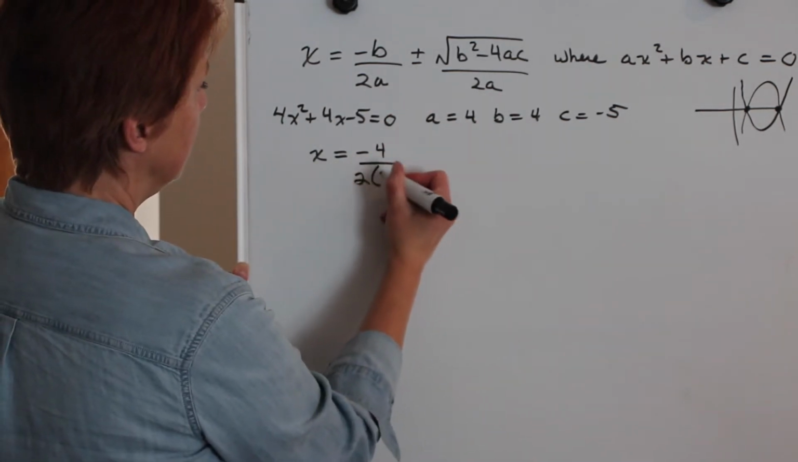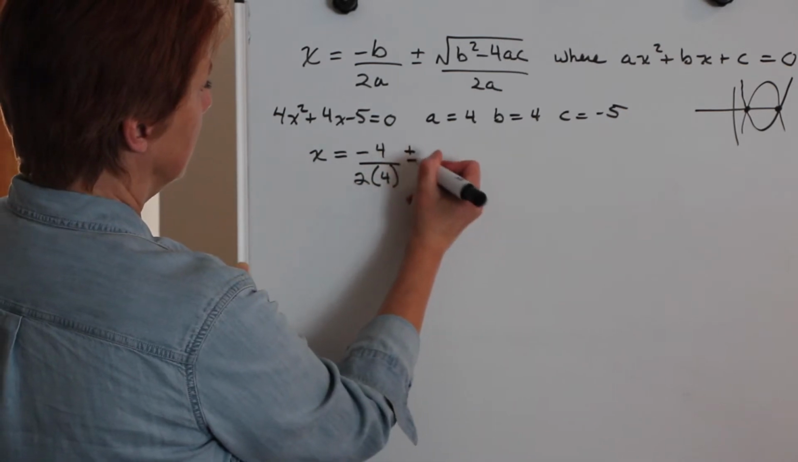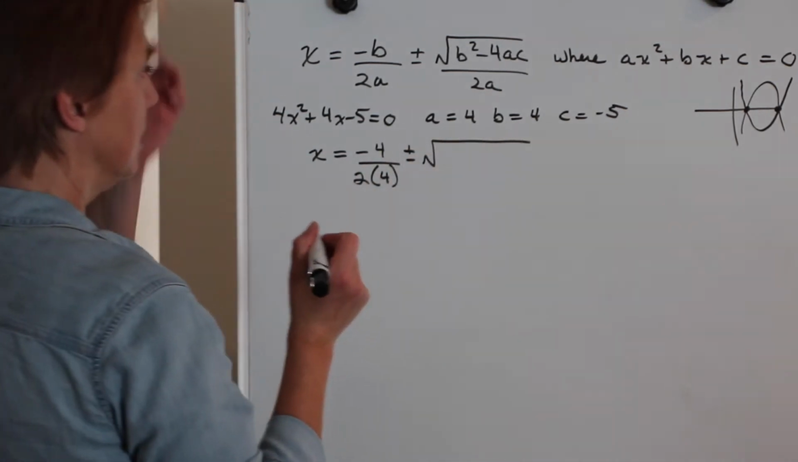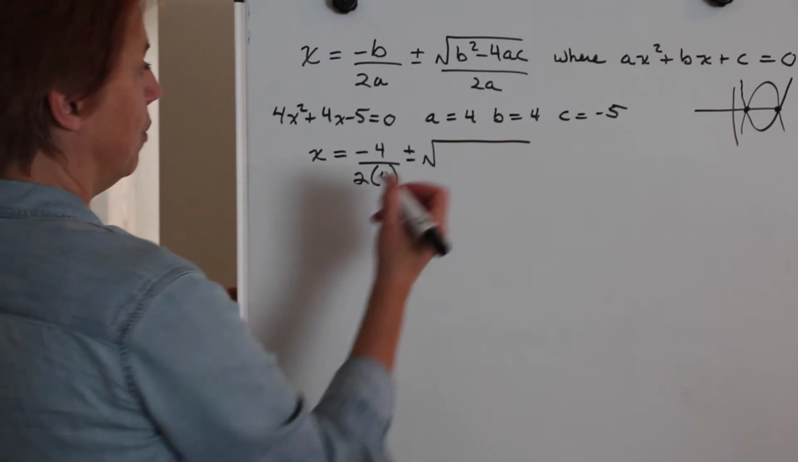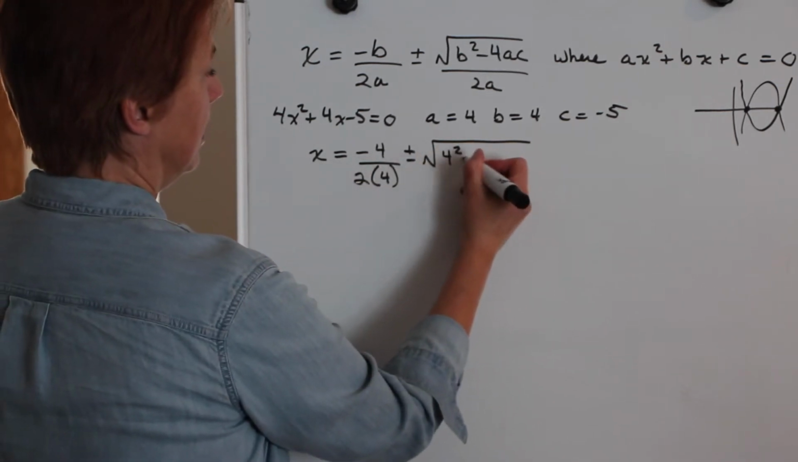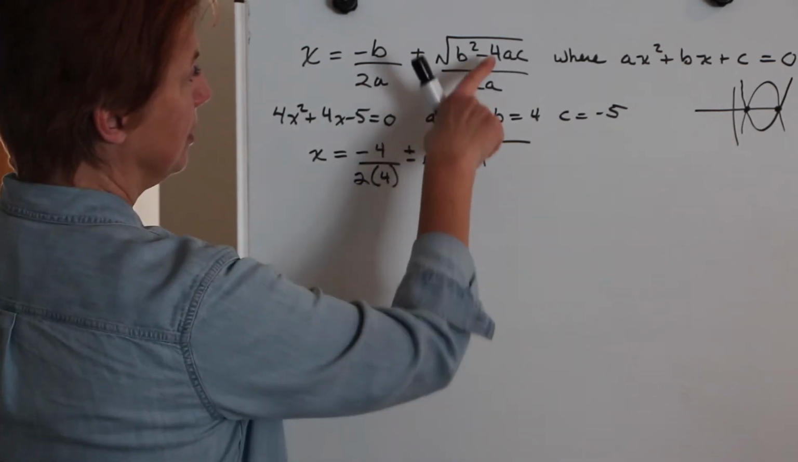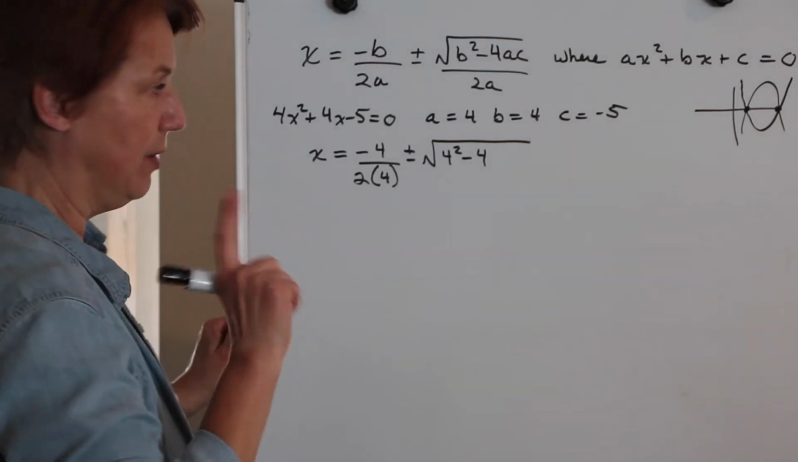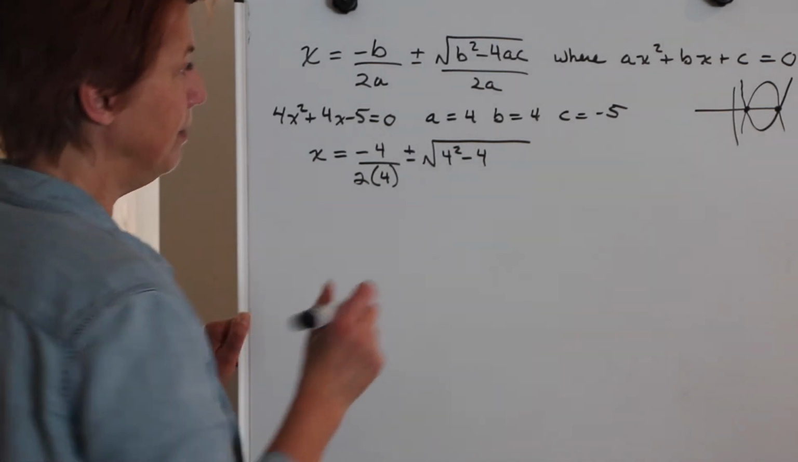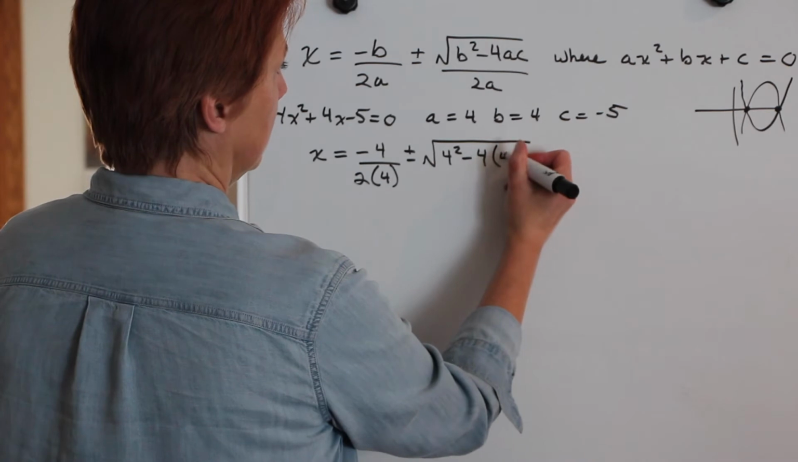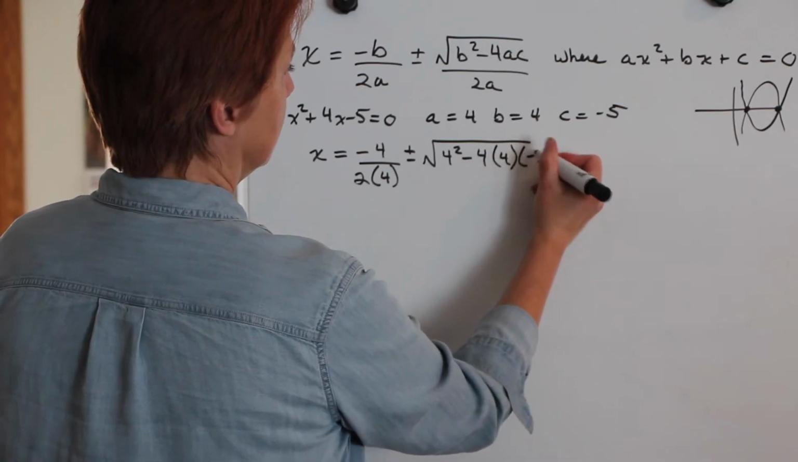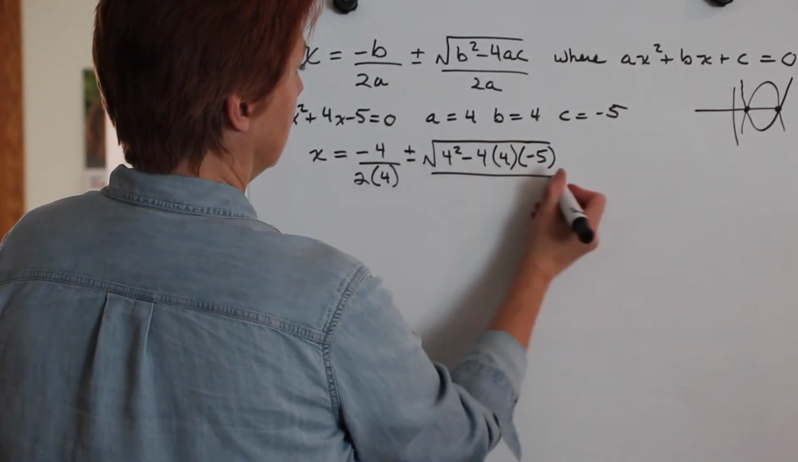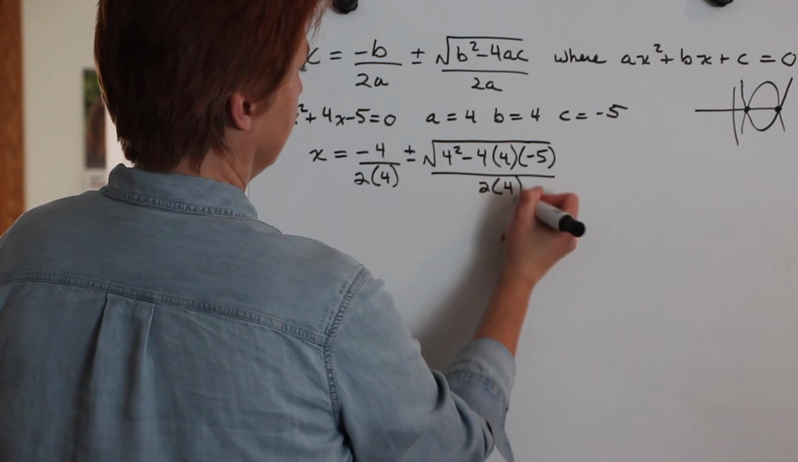Divided by 2 times a is 4, plus or minus. So b is 4, so 4 squared, minus 4. That 4 is part of the formula, okay? It's going to appear in every single quadratic formula you write. A is 4, c is negative 5, divided by 2 times 4.